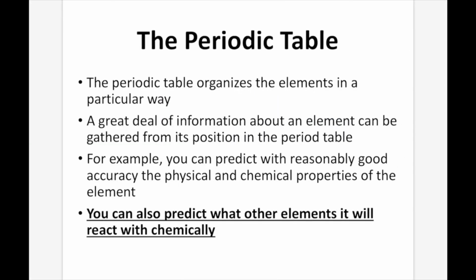The periodic table. The periodic table organizes the elements in a particular way. A great deal of information about an element can be gathered from its position on the periodic table. For example, you can predict with reasonably good accuracy the physical and chemical properties of the element that you're looking at, simply based on where it is on the periodic table. You can also predict what other elements it will react with chemically.